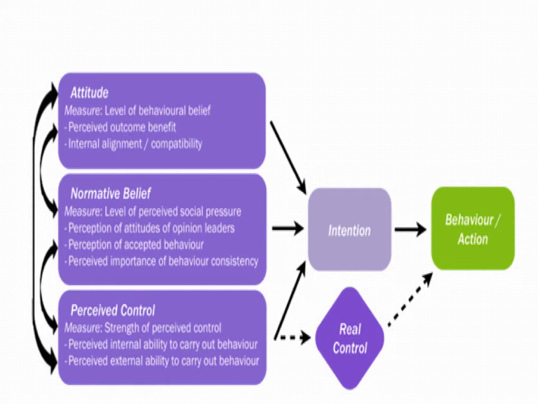Attitude measures the level of behavior beliefs, perceived outcome beliefs, internal alignment, and compatibility. Normative beliefs measure the level of perceived social pressure, perception of the attitude of opinion leaders, perception of accepted behavior, and perceived importance of behavior consistency. Perceived control measures the strength of perceived control, perceived internal ability to carry out the behavior, and perceived external ability to carry out the behavior. All these play a role in intention, and intention is going to give the behavior action.